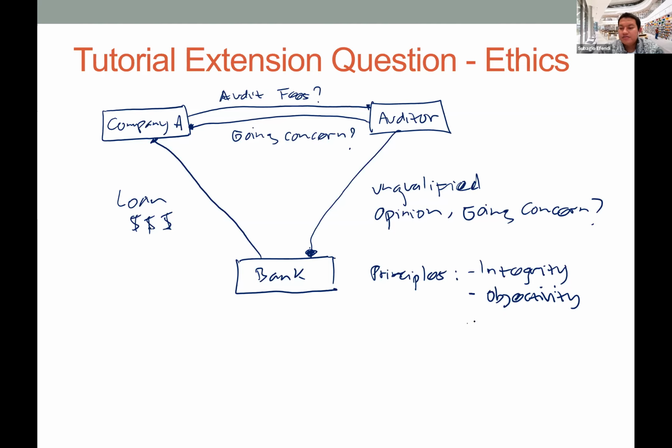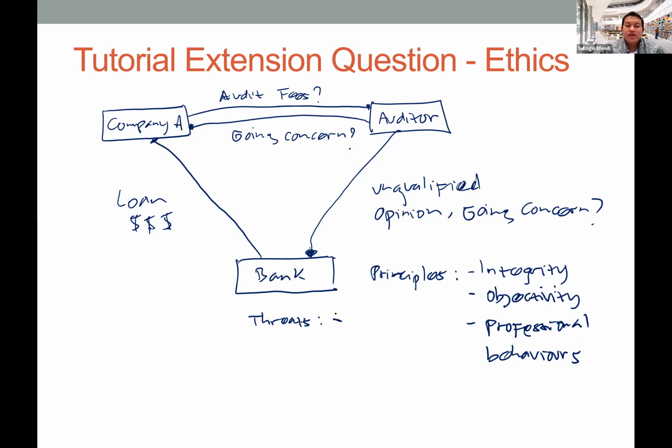And then professional behavior. So the auditor, if they issue an unqualified opinion, actually did not follow the professional behavior standard. So it also puts these principles at risk. Now let's move to the threats. So what threats are in this case?